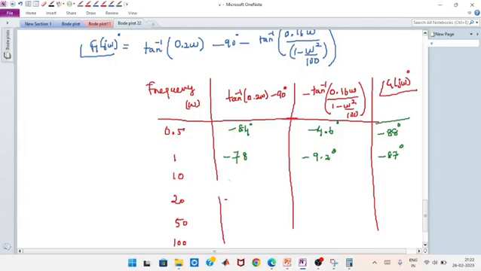So here for this term, the answer is minus 26.5. Let me take it down as minus 26. For this term, the value is minus 116, right? Sorry, here for 10 the value is not minus 1. Here the value is minus 90 degree. If you want, you can check it out. The final answer is minus 116 degree, right?